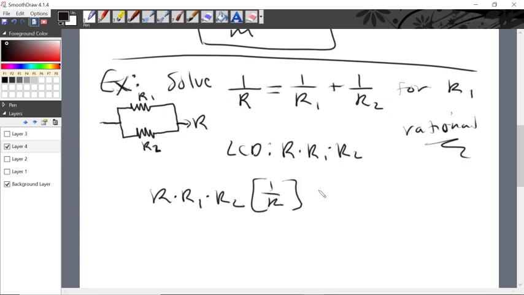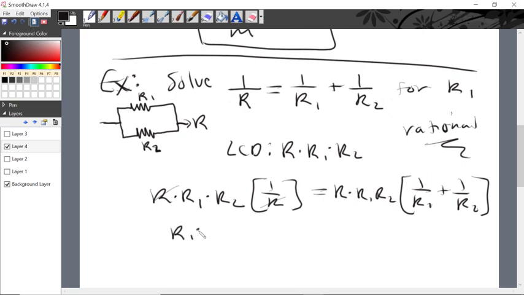1 over R on the left, and then R times R1 times R2 times 1 over R1 plus 1 over R2 on the right. On the left-hand side, we can cancel R with R, which leaves us with R1 times R2. On the right-hand side, we can distribute. For the first multiplication, we cancel R1s, which leaves us with R times R2. And in the second multiplication, we cancel R2s, which leaves us with a plus R times R1.